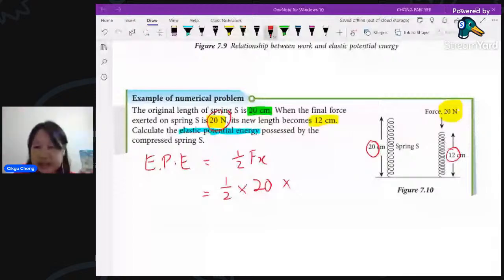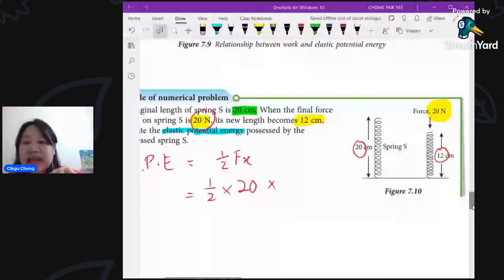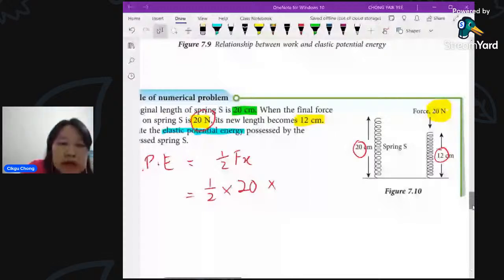Okay, let me check your answer. I think someone has answered. Yes, I have got 8 cm, correct. Many people make mistakes. They see the second number 12 and just put 12 here, which is wrong. You need to do 20 minus 12, you get 8 cm.